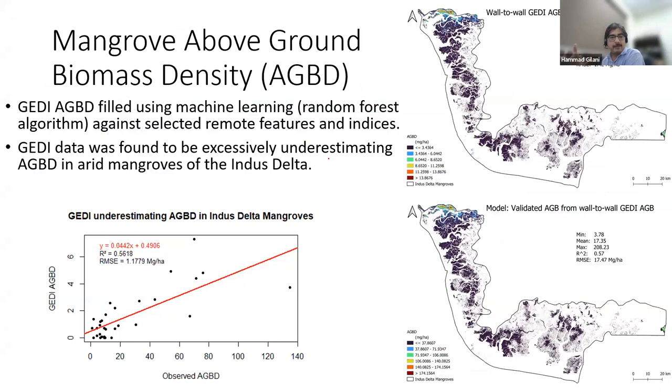If we have a locally developed allometric equation, we could use it and get a more precise above ground biomass. In that sense, the root mean square error is 1.1779, and the R square value is 0.56, and this is the validated above ground biomass. What we have observed globally is that we are coming closer to the ground information.